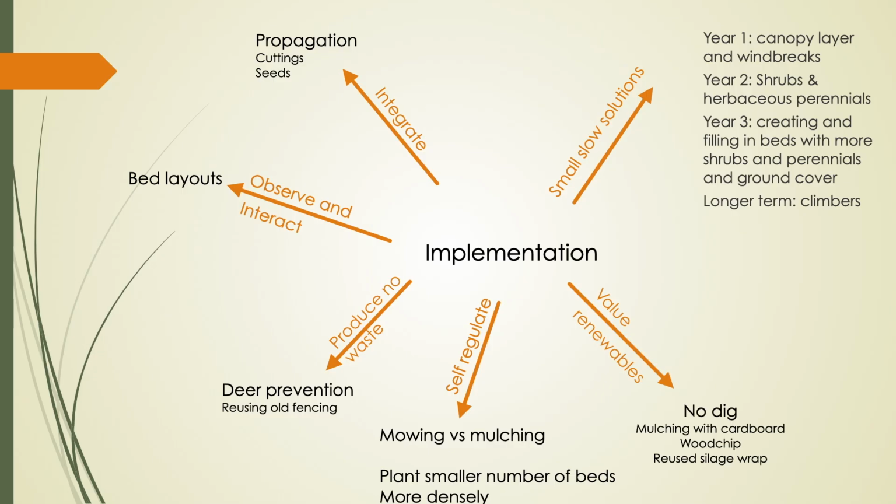Now we want to produce no waste, and what we're finding is that the local deer population are very attracted to our trees, and therefore we're reusing fencing that we took down to put around some of our trees to prevent the deer from eating them. So we want to produce no waste and reuse everything as much as we can.